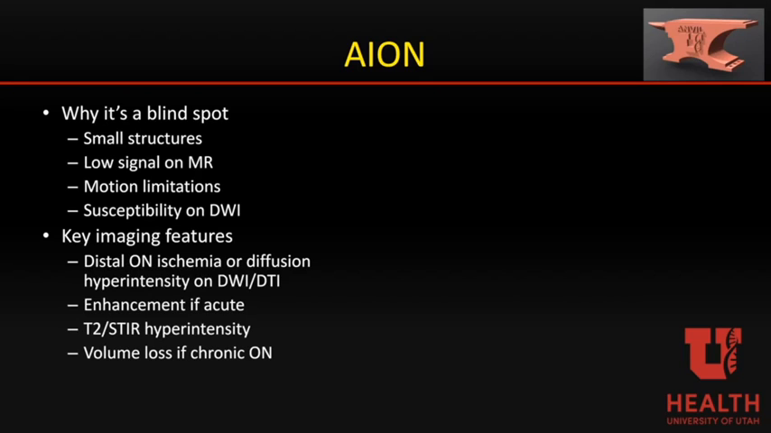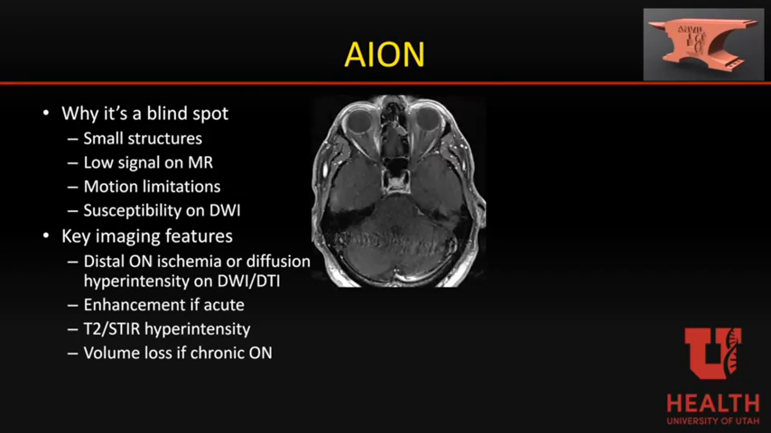So anterior ischemic optic neuropathy, why is it such a blind spot? Well, we're looking at a very small structure. There's very low signal on MRI. There's often motion limitations and susceptibility from the adjacent dental work or sinuses. The key imaging features to look for are enhancement or diffusion hyperintensity.